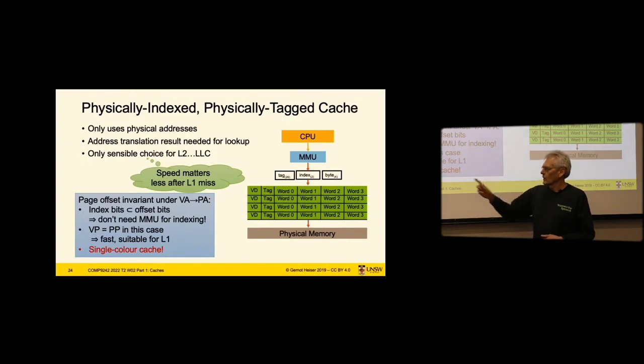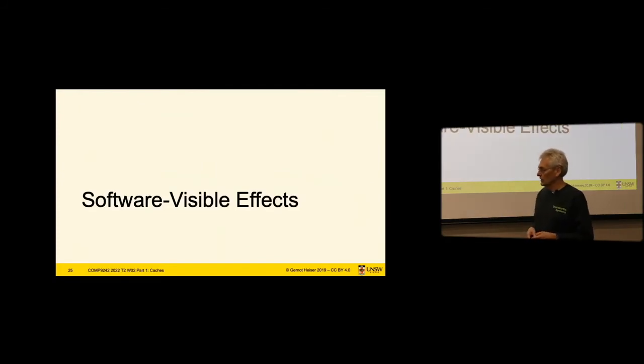So the implication of that is this is a single color cache. If you look at Intel architectures, you will inevitably find that the L1 cache has a single color, which means it has this advantage that it behaves like a physically addressed cache without having to wait for the address translation. Some ARM processors use that one, others are different, and I'll show you an example.